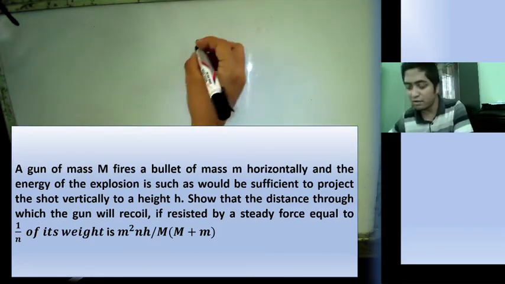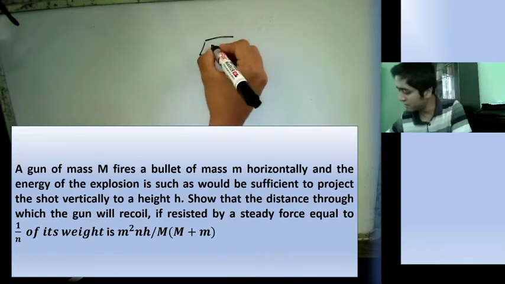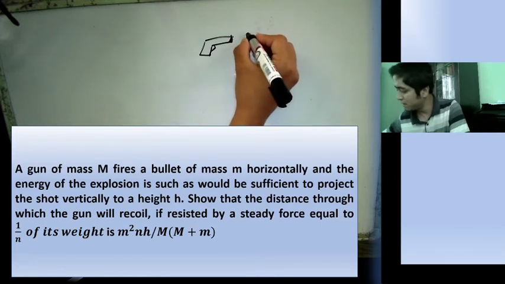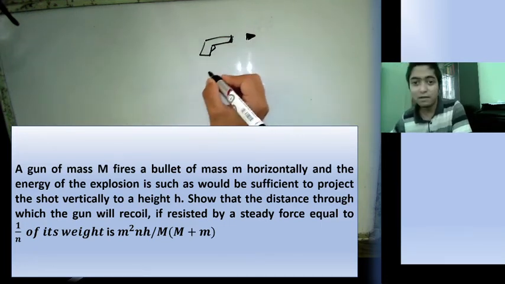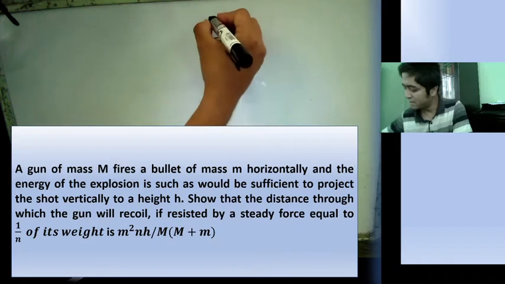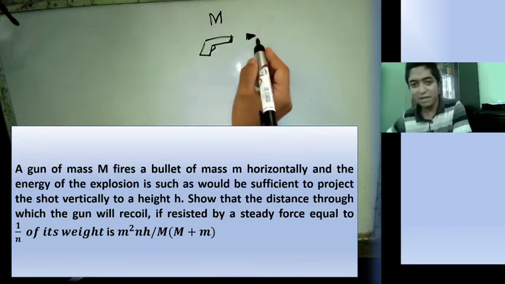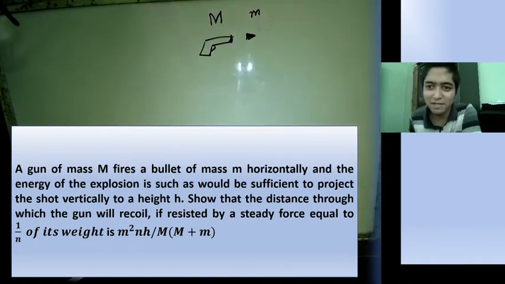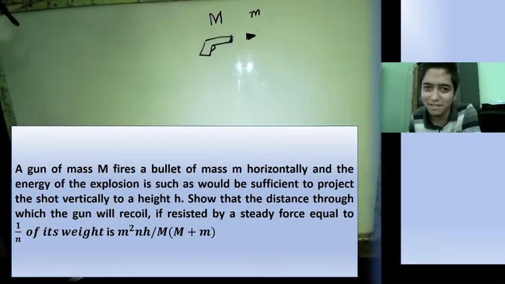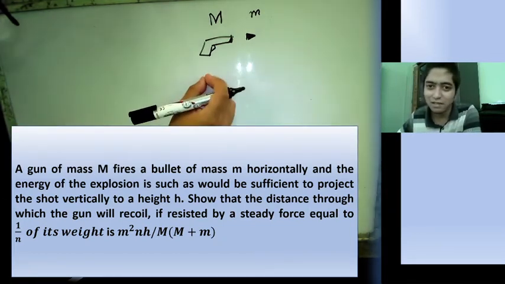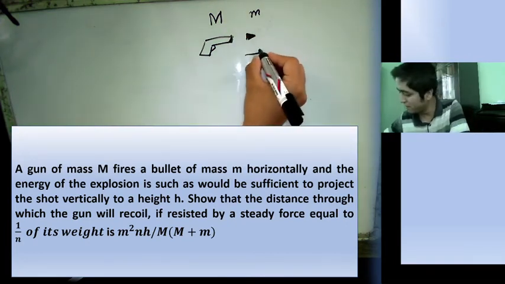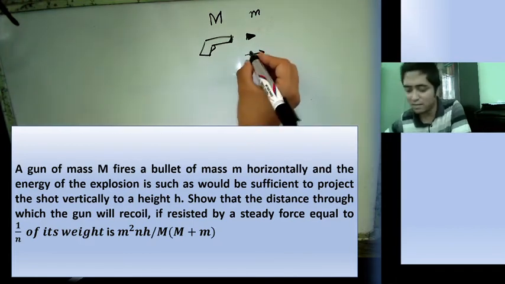You are having a gun. My drawing is not so great. So this gun, it is shooting a bullet. The mass of this gun is capital M. The mass of this bullet is small m. You have surely seen that when you are shooting a gun, the bullet will be traveling in this way with some velocity. Let us call it v2.